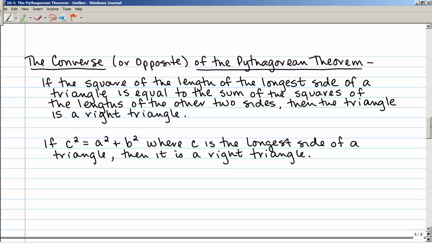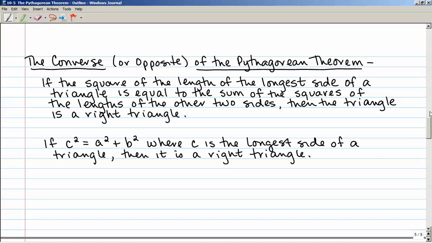Now the converse, or the opposite of the Pythagorean theorem, says that if the square of the length of the longest side of a triangle is equal to the sum of the squares of the lengths of the other two sides, then the triangle is a right triangle. In other words, if the square of the hypotenuse, or if the square of the longest side is equal to the other two sides squared and added together, then you know it is a right triangle.